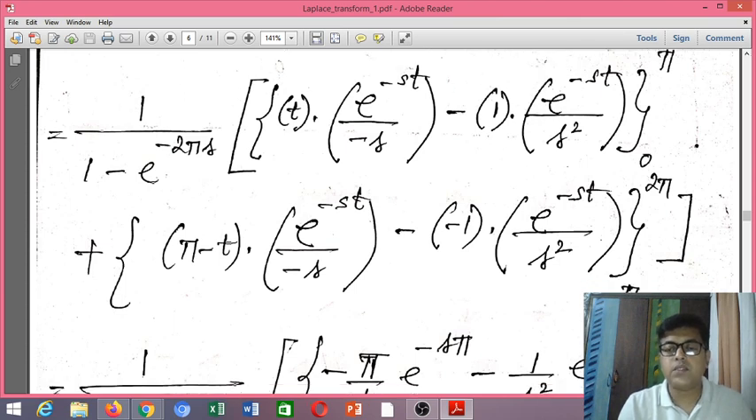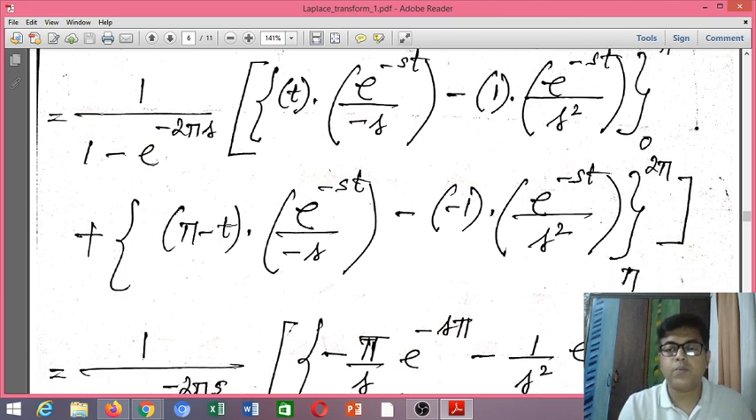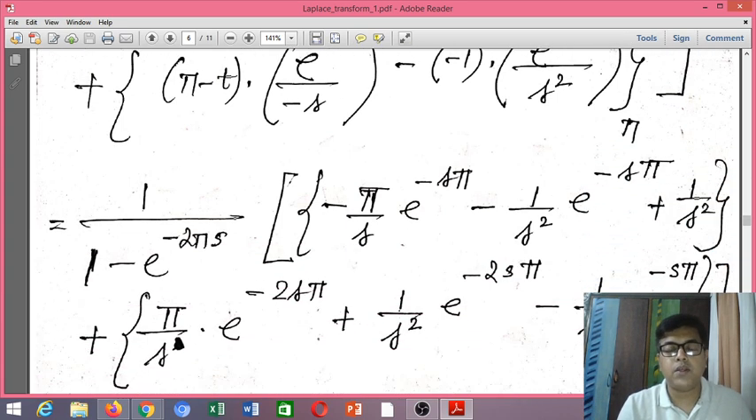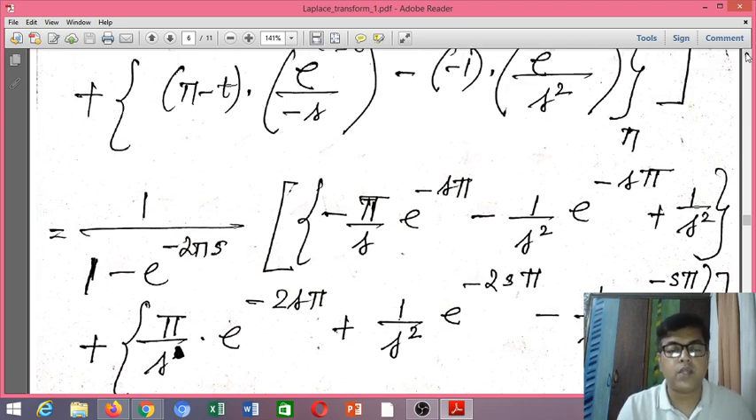Then the next term is minus 1, so if I put t equal to pi, it's e to the power minus s pi by s square, and at t equal to 0, e to the power minus st is actually 1, so it's not 0. So it's 1 by s square plus 1 by s square, right? Similarly, you just use the fundamental theorem and find the results of this. You put the upper limit and lower limit, and you get an expression something like this.